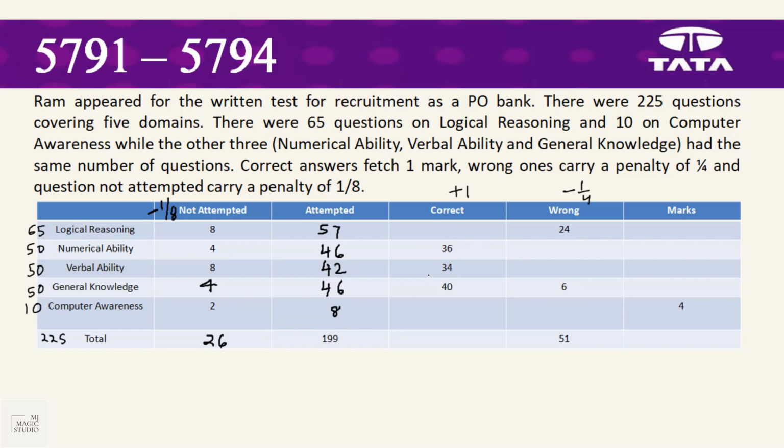Okay, from where we can start. 51 wrong, so number of correct should be 199 minus 51, that is 148. 148 into 1 is 148, 51 by 4, that is wrong.